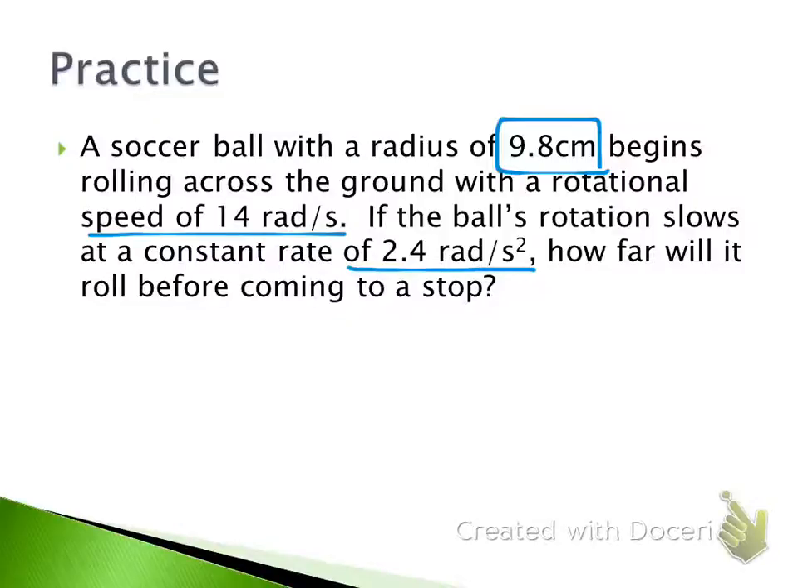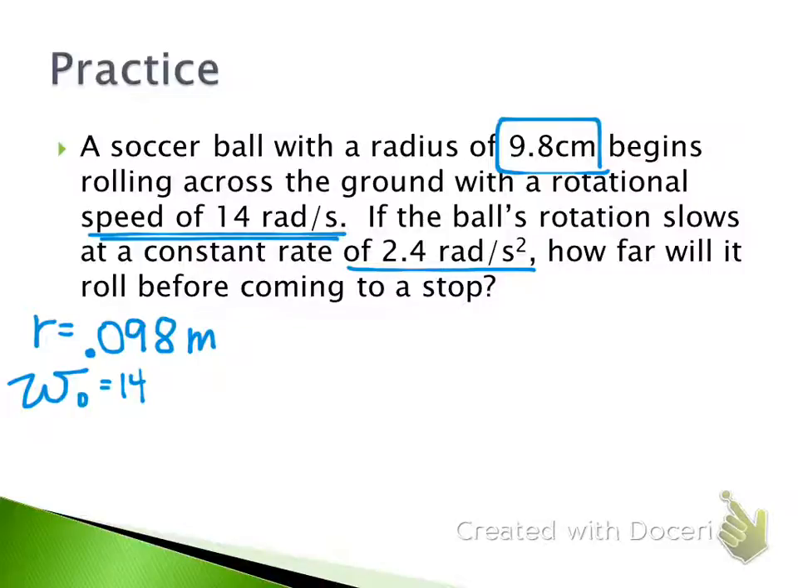Soccer ball has a radius of 9.8 centimeters. The first thing that we should do there is put it into meters. Good, so 0.098 meters. It's rolling across the ground with a rotational speed of 14 radians per second, so that's going to be omega initial or omega final? Initial.